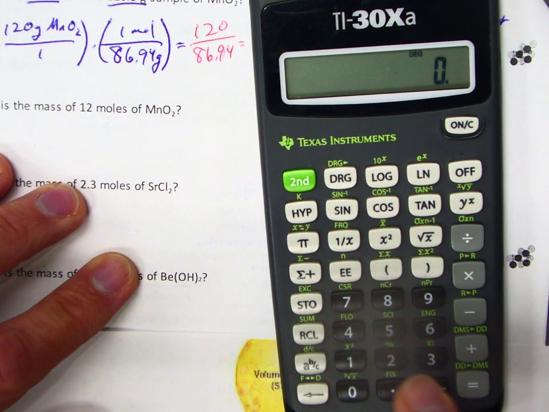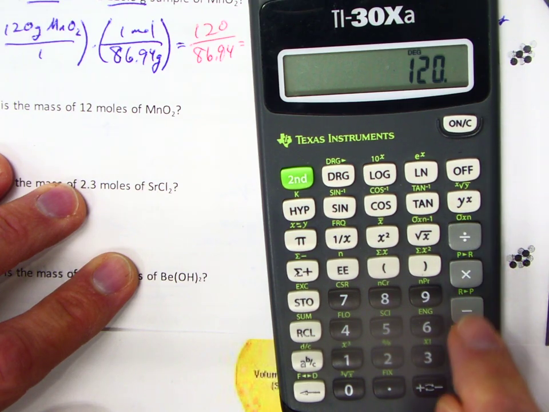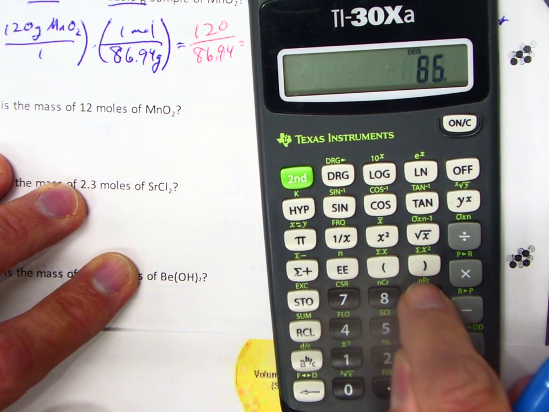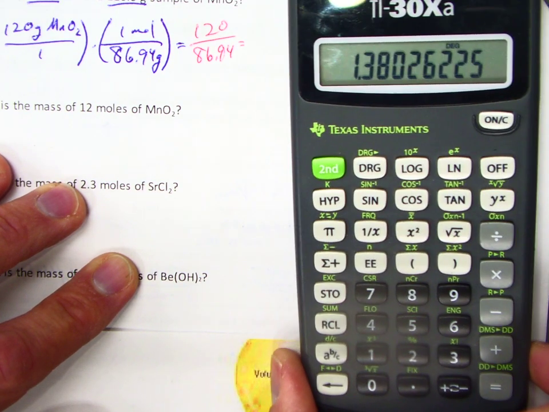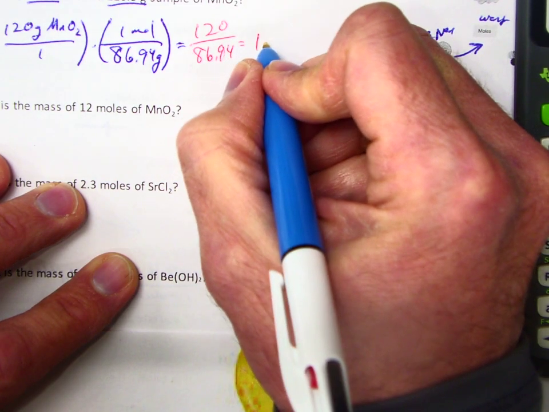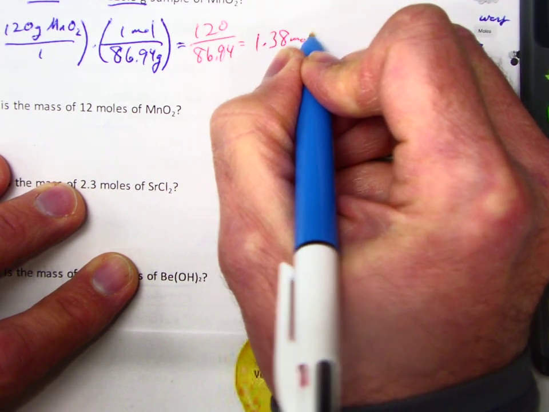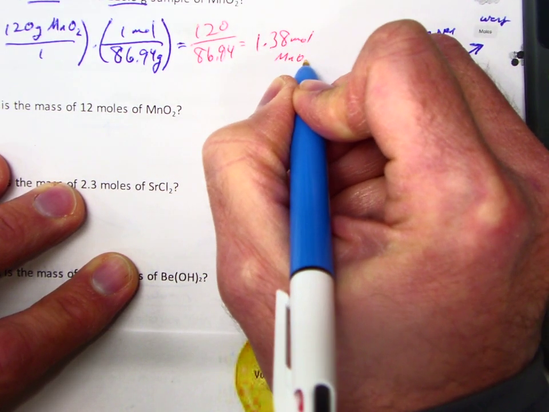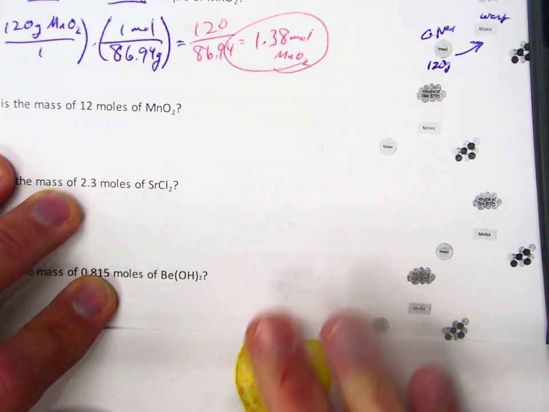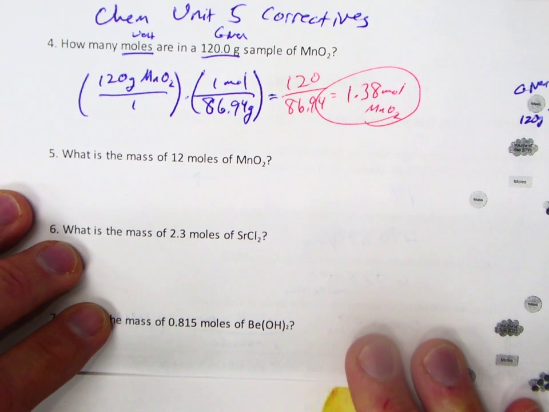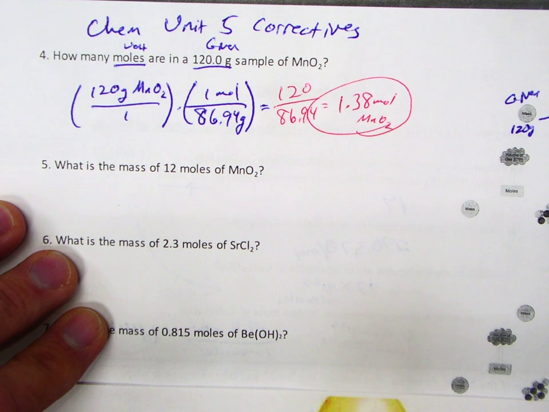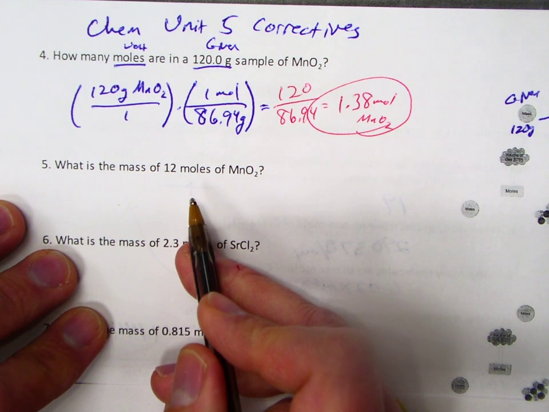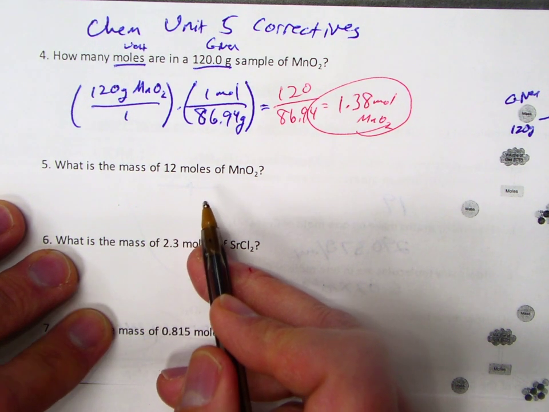So we'll take 120 divided by 86.94, and that gives us 1.38. So 1.38 moles of MnO2. Now take a look at the next question. Question number 5. It says, what is the mass of 12 moles of MnO2?